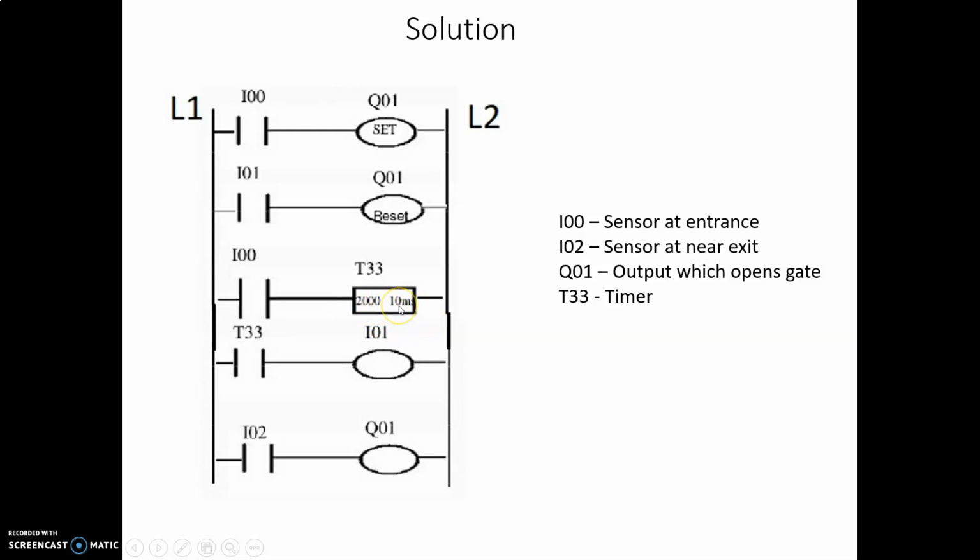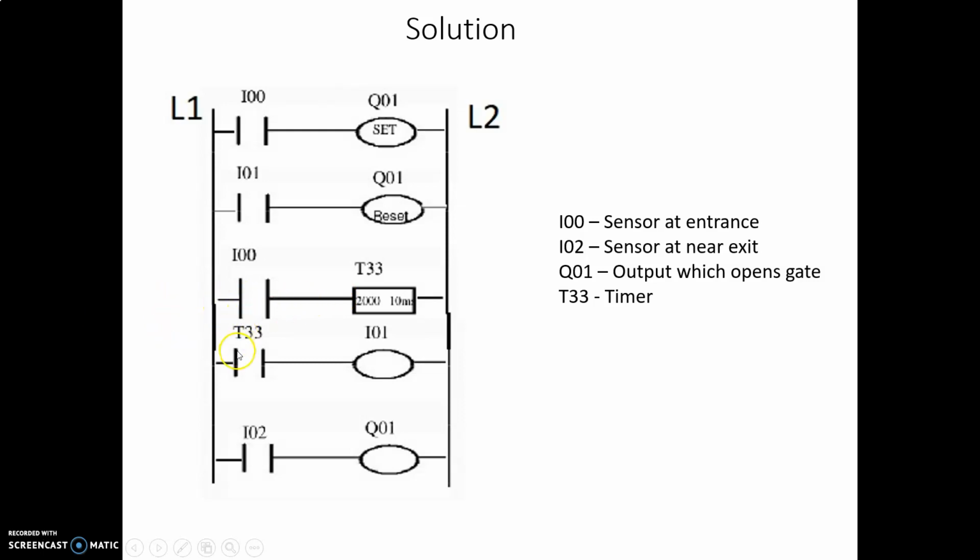Now we require a timer of 20 seconds. We know that the increment time is 10 microseconds. So we need a number of cycles of 2000. So when we multiply 2000 into 10, we get 20 seconds, right?